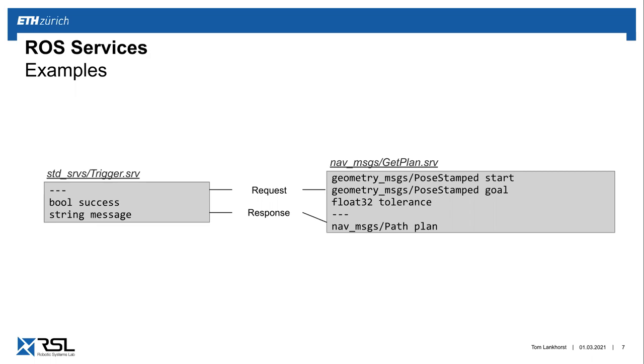To the right, we have a service definition with a request part and a response part. Now, this service definition is used to let a node compute a path plan based on a starting position and a goal position, together with some parameter, which is a floating point tolerance value. You could use this service to request from a computing node a plan based on the starting and goal positions.